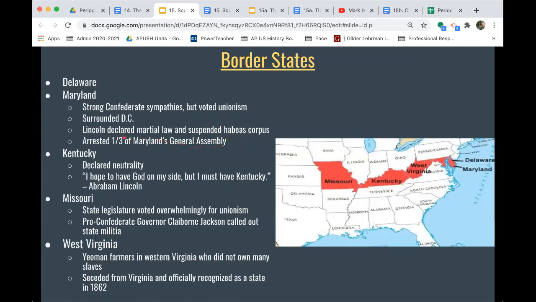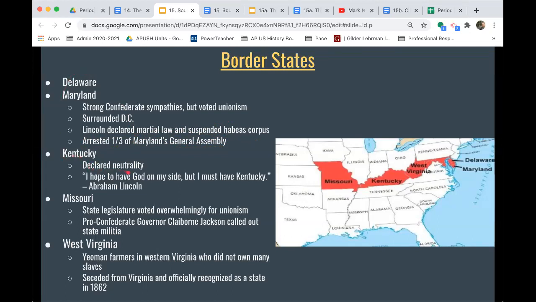Lincoln's going to justify it by saying, well, they're trying to leave the country. That's treason, and thus I need to do whatever I can to keep the country together. The U.S. military is going to actually arrest 1/3 of Maryland's state government for trying to get the state to secede. And they're going to actually use martial law, the military, to keep Maryland in the Union throughout the entire war.